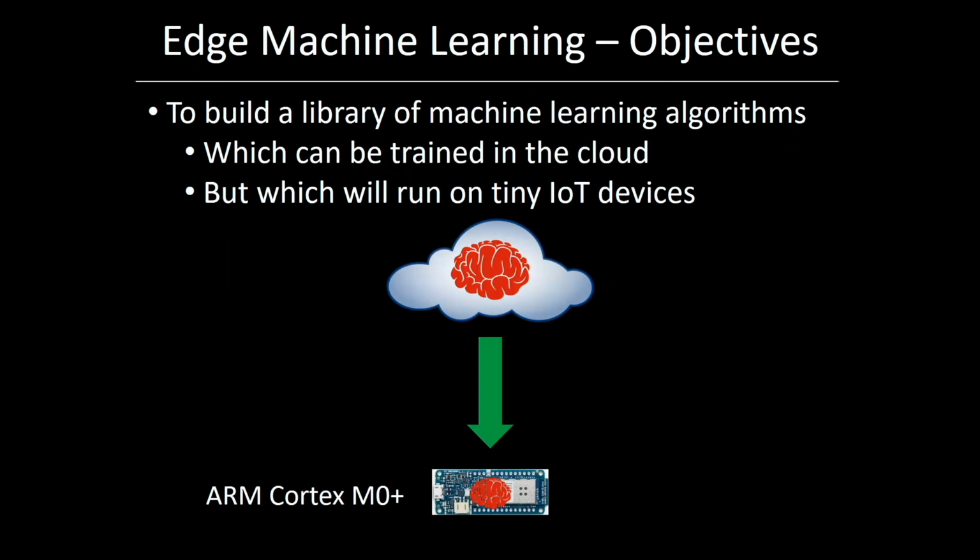So just to be clear, the models will be trained on the cloud with infinite resources. We don't care about how many GPUs, how many icebergs we melt. But finally, we want them to be deployed on tiny IoT devices which have very, very small resources.